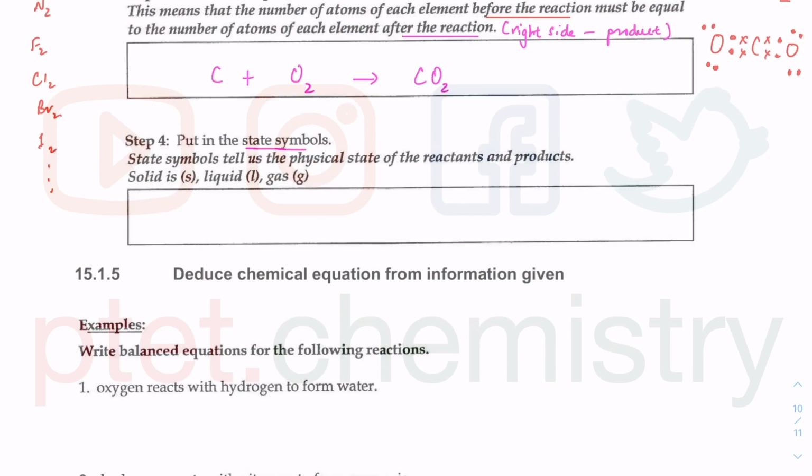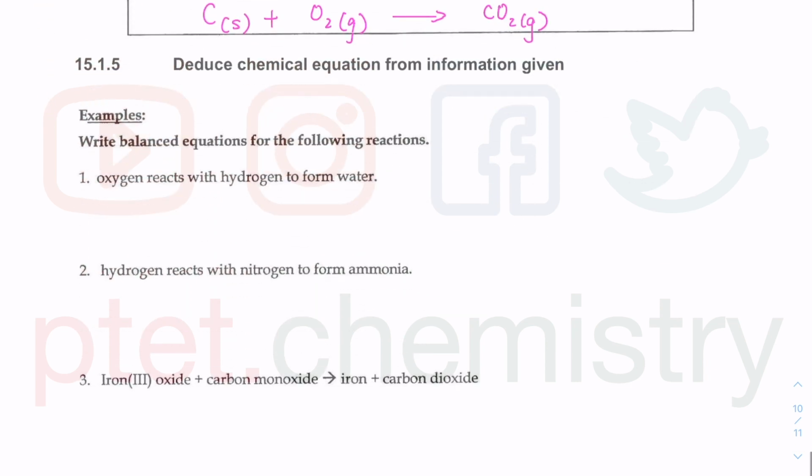Put in the state symbols. Solid is (s), liquid is (l), gas is (g). Carbon is a solid at room temperature and pressure. Room temperature is 25 degrees Celsius. If you have carbon in front of you, think about your pencil. Your pencil is made of carbon, it's a solid. Plus oxygen. Oxygen is a gas. It's a simple covalent molecule with a low boiling point. And then CO2 is a gas that you are breathing out right now as you are living and respiring. So it's a gas as well.